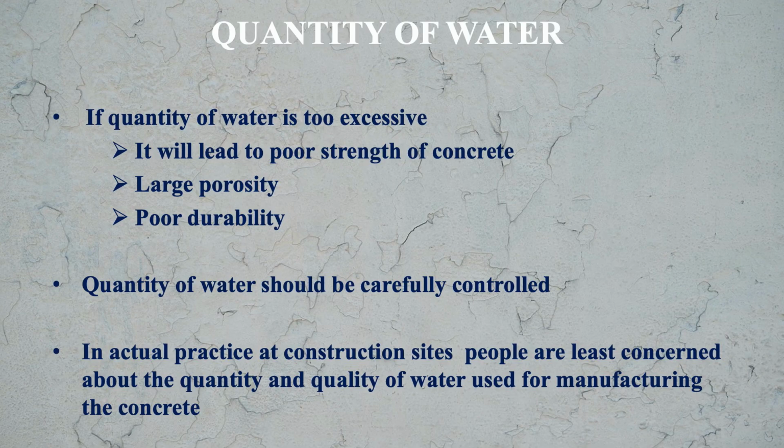Now, in actual practice at construction sites, what happens? Because theoretically we are saying that exact quantity of water should be there, but what is happening in the field? That people are least concerned about the quantity and quality of water that is used for manufacturing of the concrete, and that is the problem because of which the quality of concrete is not up to the required quality.